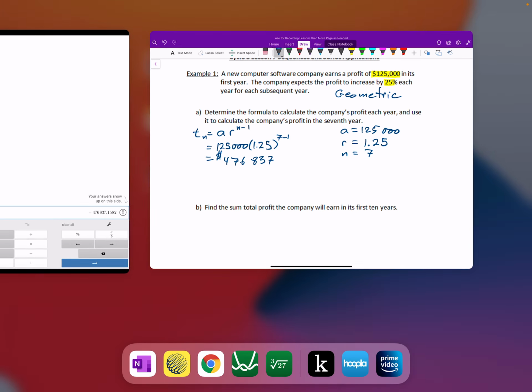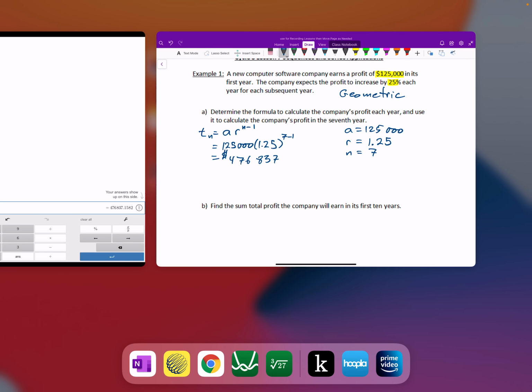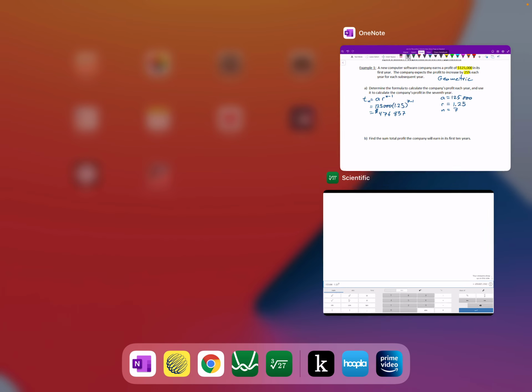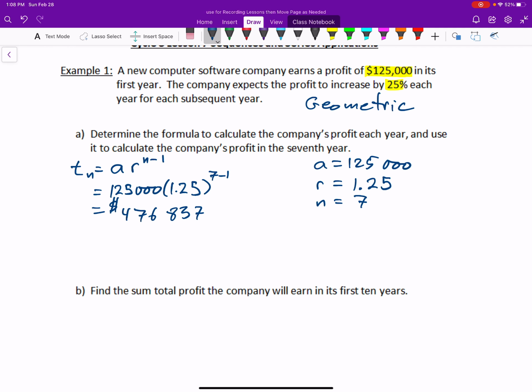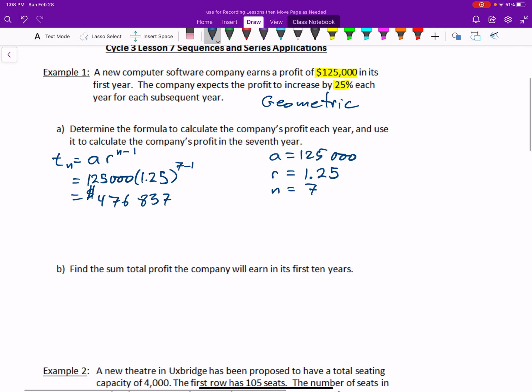Just double check I wrote that down right. Yes, I won't worry about the cents. I'll round it to the nearest dollar. So at 25% increase each year, again, it's forming an exponential function, really. So geometric sequences and series are very closely related to exponential functions.